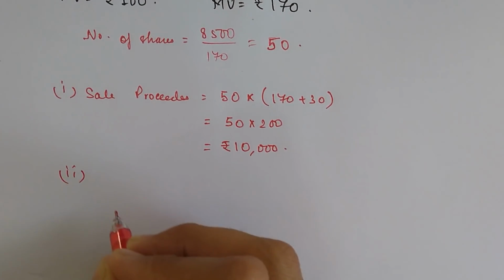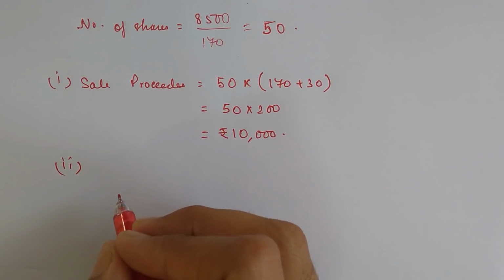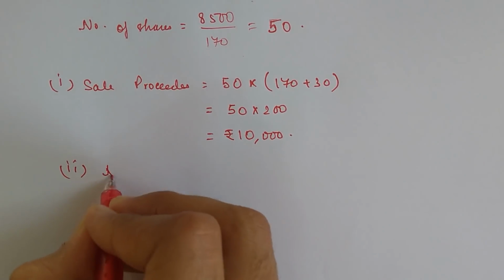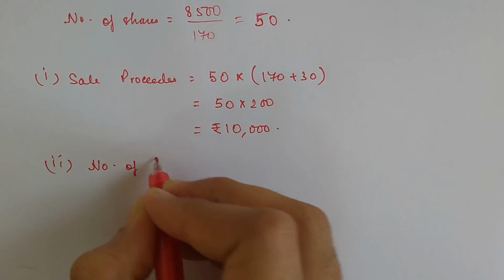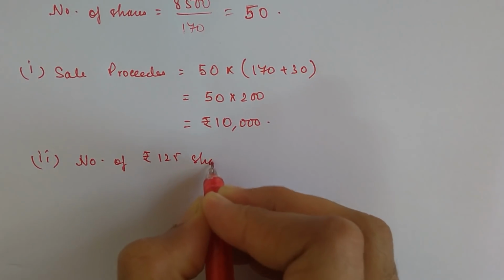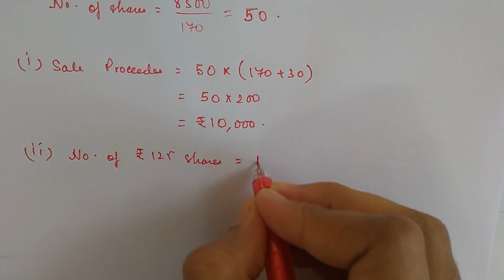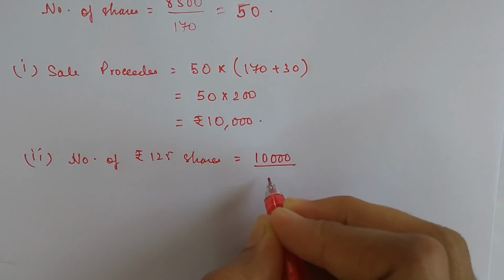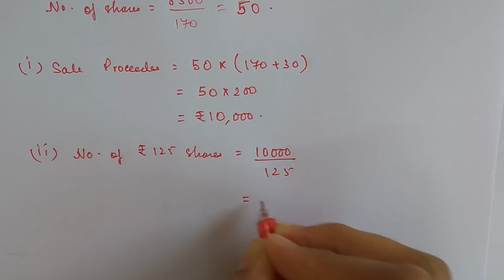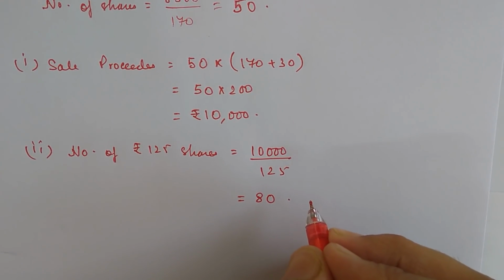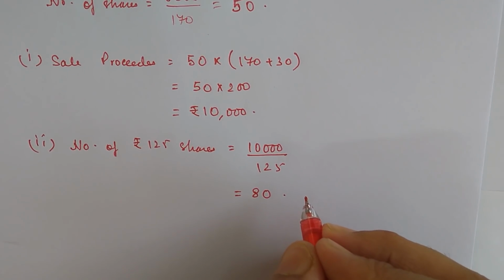Number 2, you have to find the number of rupees 125 shares he buys, which is very easy. Number of rupees 125 shares will be equal to 10,000, his sale proceeds, divided by 125, which is equal to 80. So the number of rupees 125 shares he buys is 80.